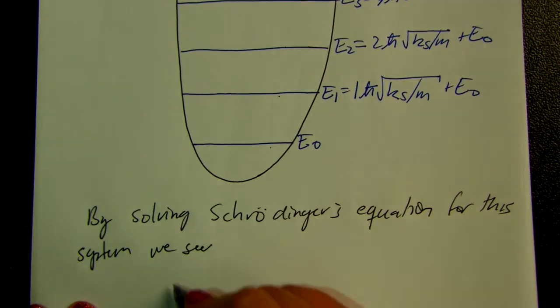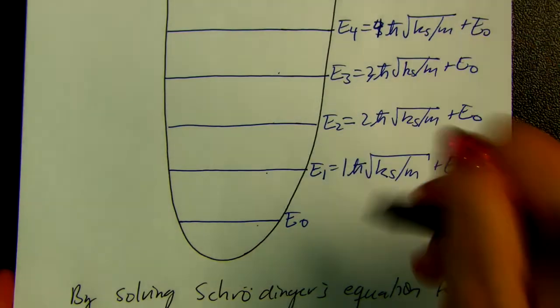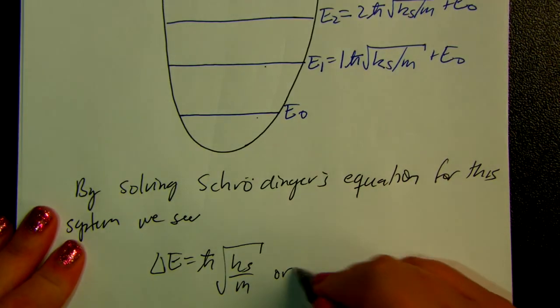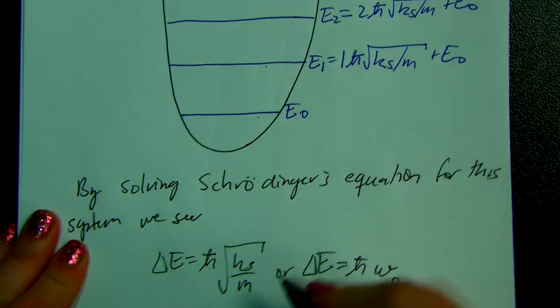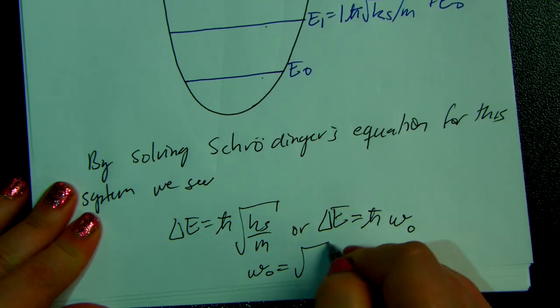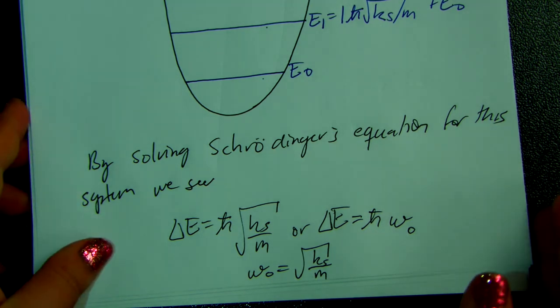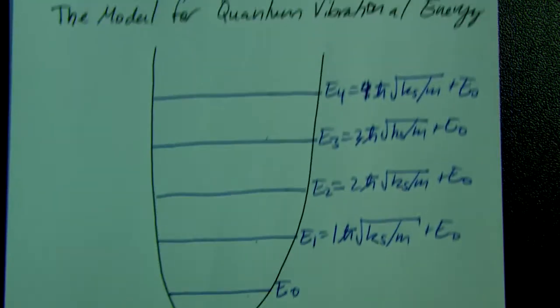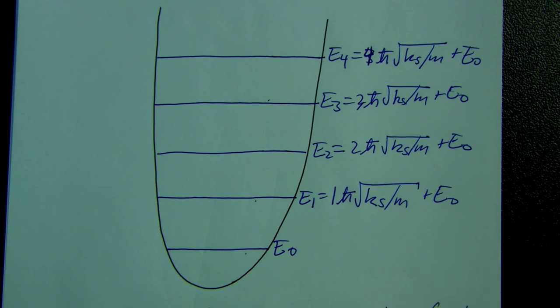We would see then that delta E is equal to h bar root Ks over m. So that would be the change in energy, or delta E is equal to h bar omega naught, where omega naught is equal to root Ks over m. So this is the quantum update. And you'll notice, before I keep going, we have really nice equal energy spacings here. So this is different than the electronic energy models, where you had more diversity in terms of the spacing.